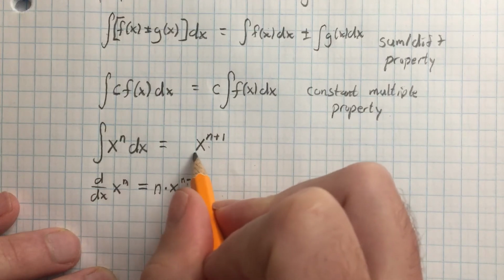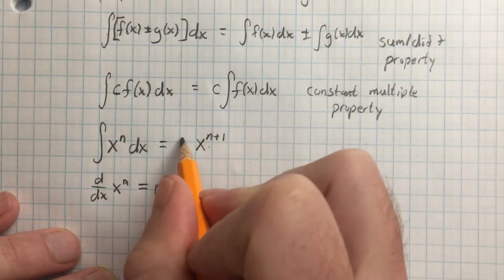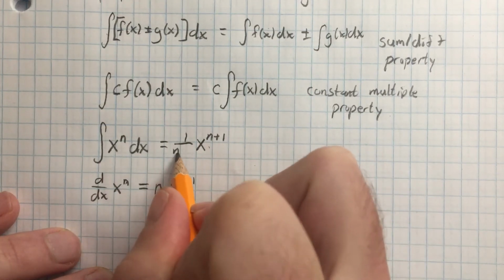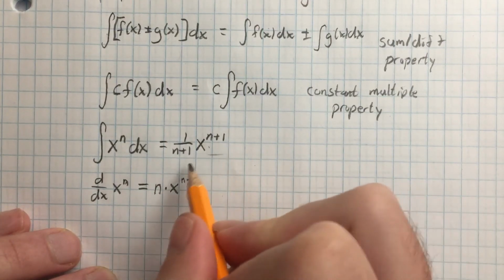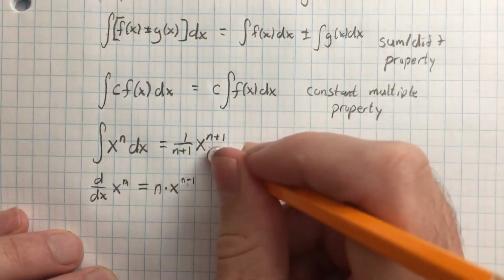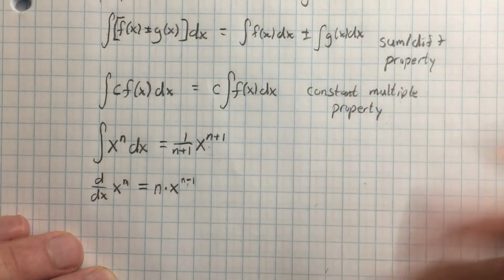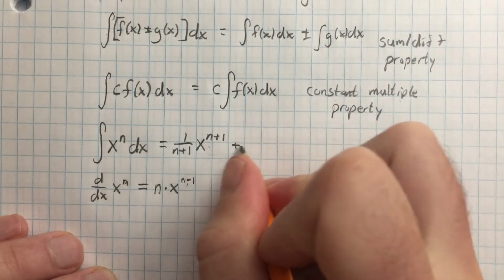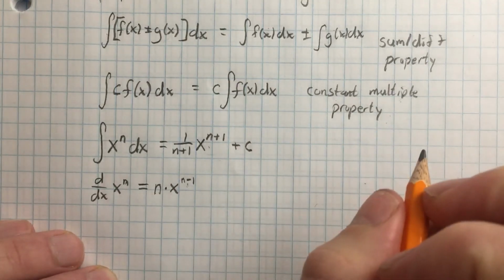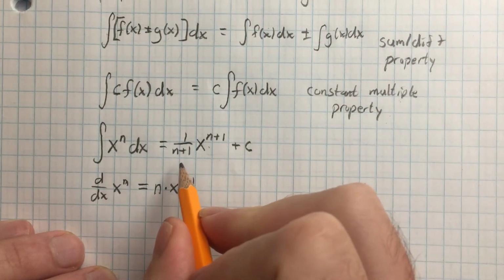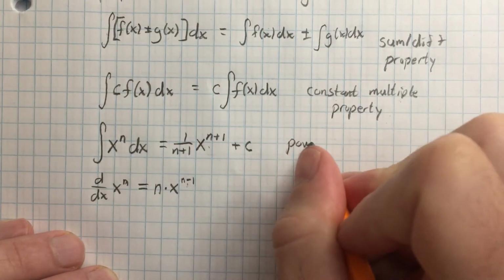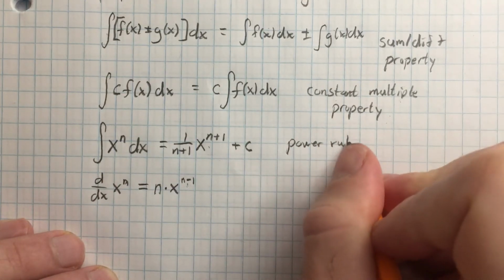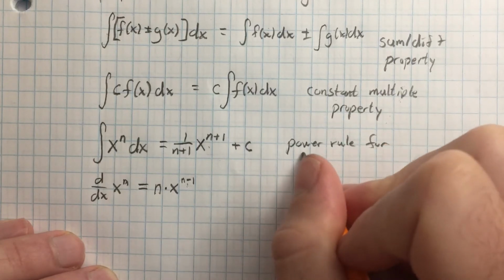So the book would write this as over n plus 1. I'm just going to write 1 over n plus 1 out here. Sometimes it helps to think about it like that more than being over n plus 1, especially when you have fractional exponents. So there's the rule. Let's write plus c here, so we get the general antiderivative. So there's our rule for power functions. This is the power rule for antiderivatives.